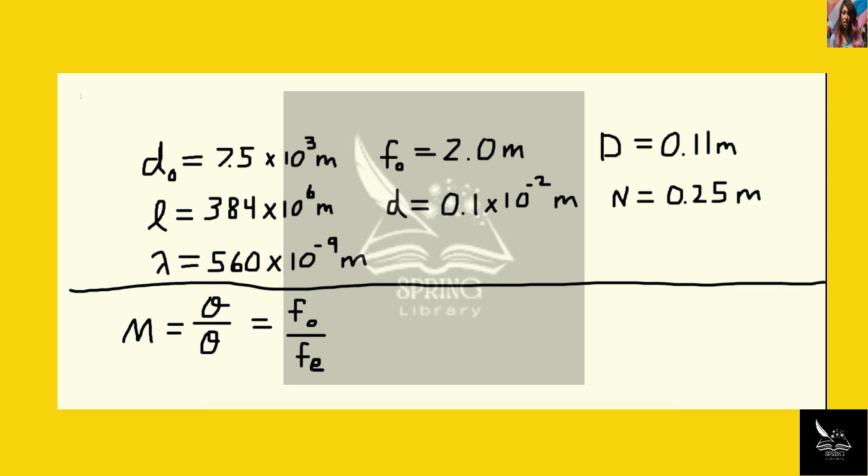We can rewrite this equation to solve for the focal length of the eyepiece, which is what we're asked to find. We find that F sub E is equal to, this is supposed to be theta over theta prime, I forgot my prime there. So F sub E would be equal to theta prime over theta times F naught.